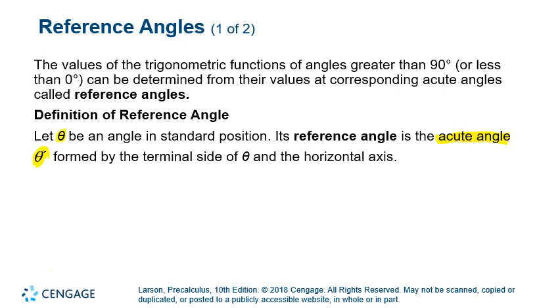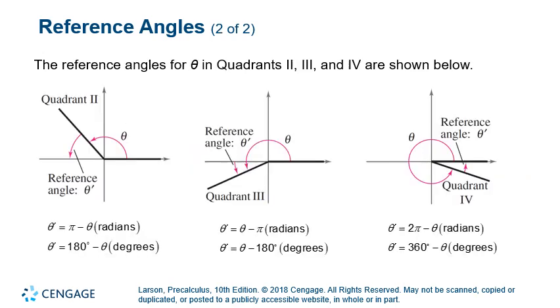And it's formed by the terminal side of theta, so where theta ends, and the horizontal axis, otherwise known as the x-axis. And one little note here, one thing I'd like to note is that these reference angles are formed to the closest x-axis. We'll show you what that looks like in just a little bit.